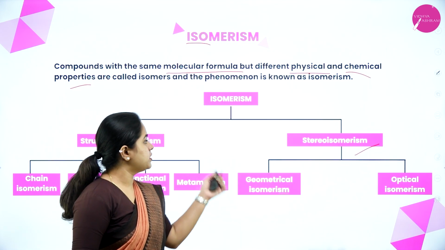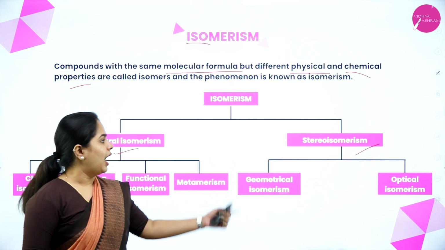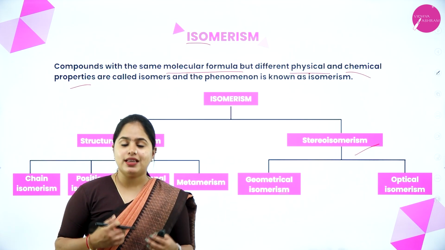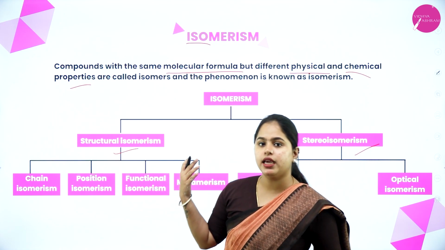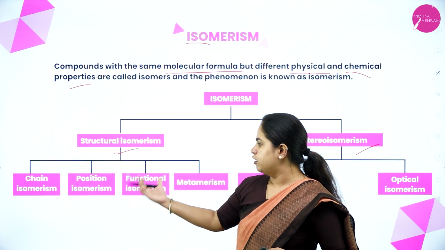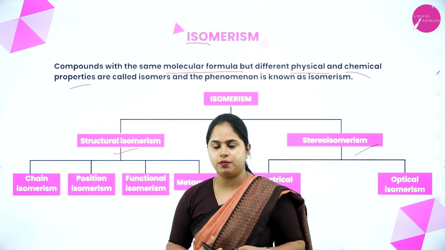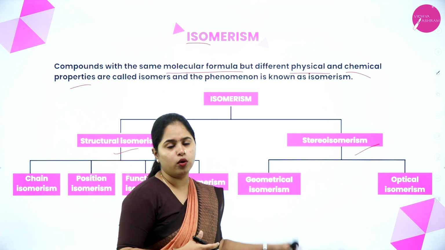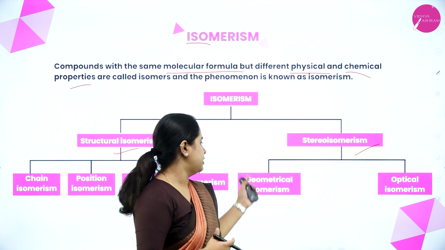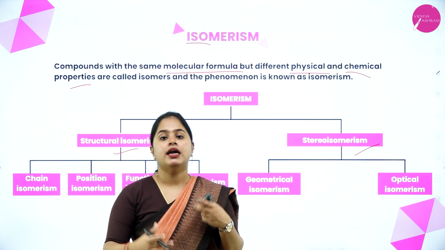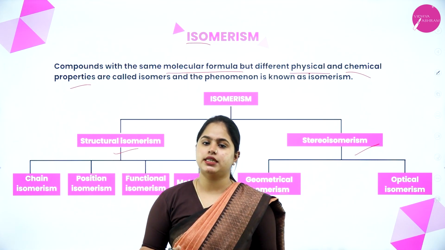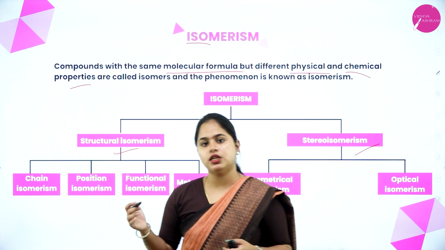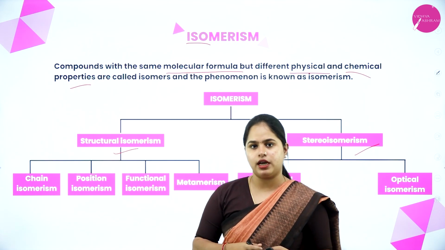And then the next group is stereoisomerism, which is further classified into geometrical and optical isomerism. In this chapter, in detail, we will be studying structural isomerism and the 4 types of structural isomerism. We'll just have a quick idea about stereoisomerism and we'll not be going into the details of geometrical and optical isomerism in this chapter. In the upcoming chapter, that is hydrocarbons, we'll be studying geometric and optical isomerism in detail. So in this chapter, we'll be dealing only with structural isomerism in detail.